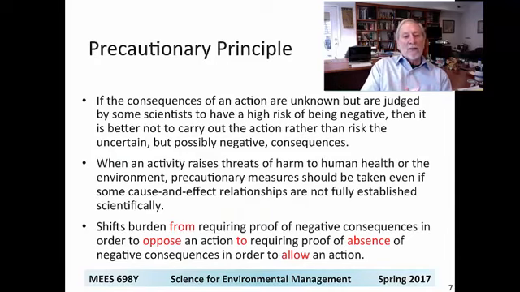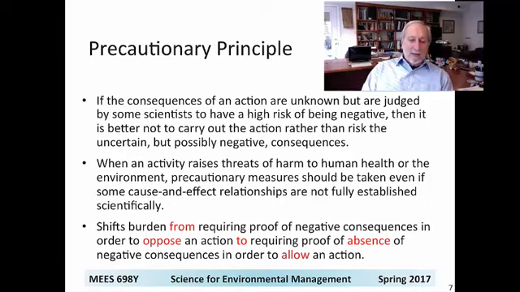So let us move on to the precautionary principle. If consequences of an action are unknown but are judged as really being of high risk, or we don't want to take a chance, is it better not to allow those proposed activities to take place rather than to risk the uncertain but possibly negative consequences? We think of this in drug testing, for example, where we have to have a fairly high level of confidence that the outcomes won't be deleterious before we pursue them.